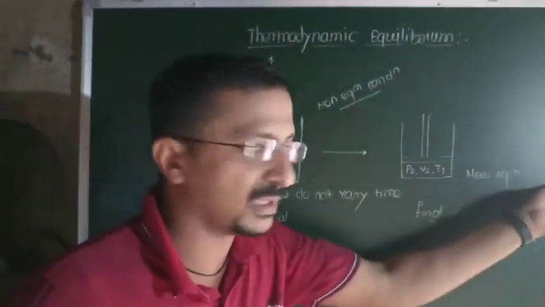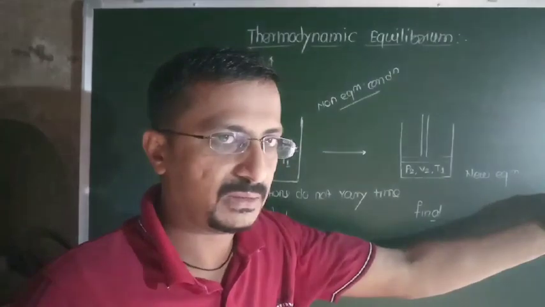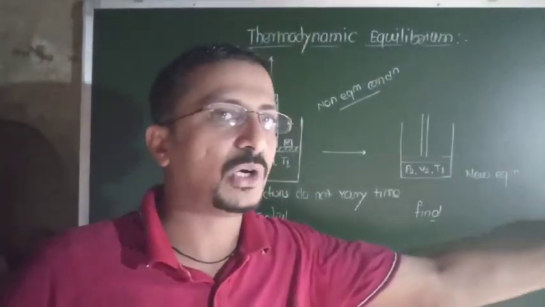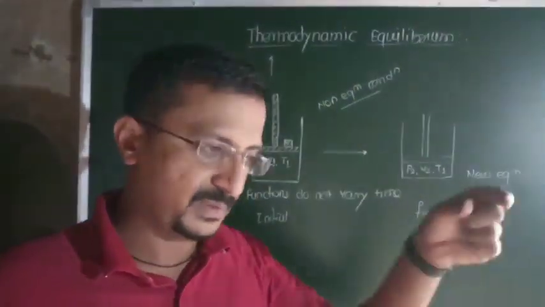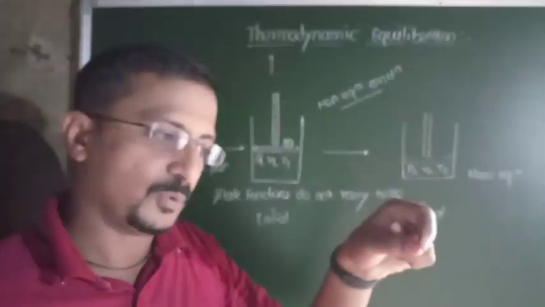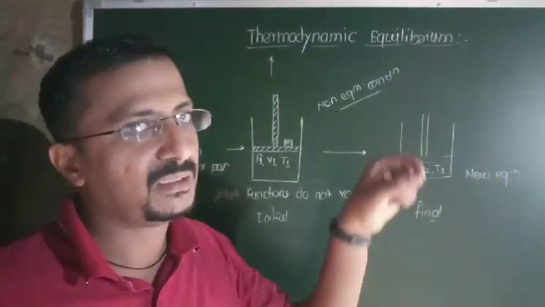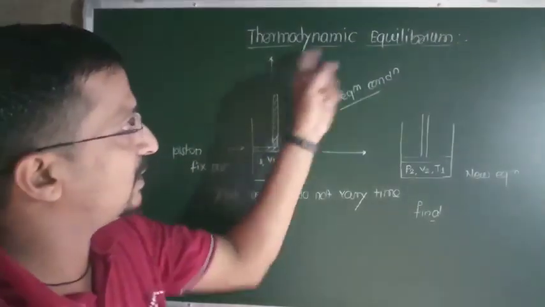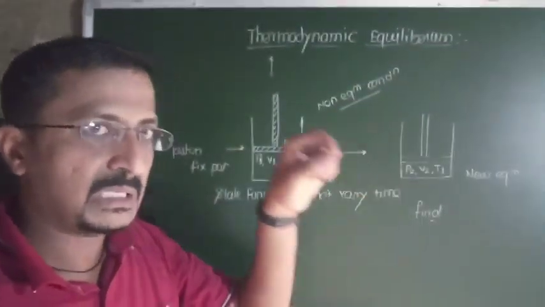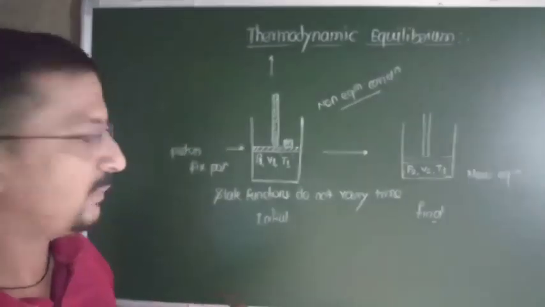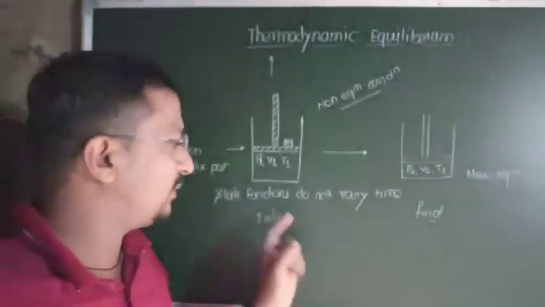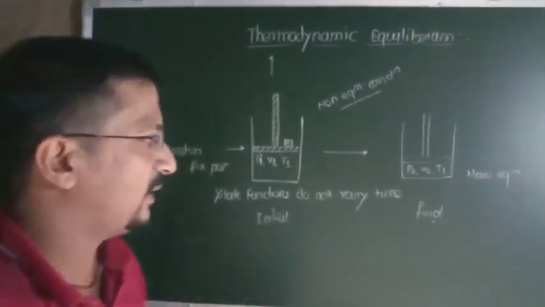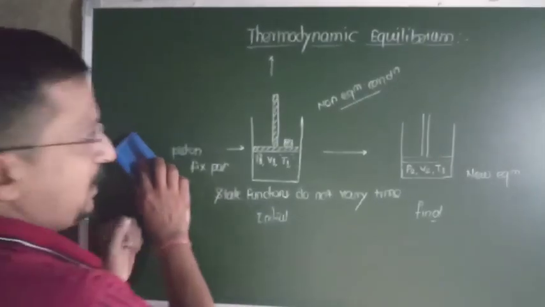If you continue further, in a third state there is again a non-equilibrium state. When the system state functions remain constant, the position of the piston remains fixed, and the system attains a third equilibrium state, and so on. So thermodynamic equilibrium is nothing but this: the system is said to be under thermodynamic equilibrium if the state functions do not vary with time. Okay.